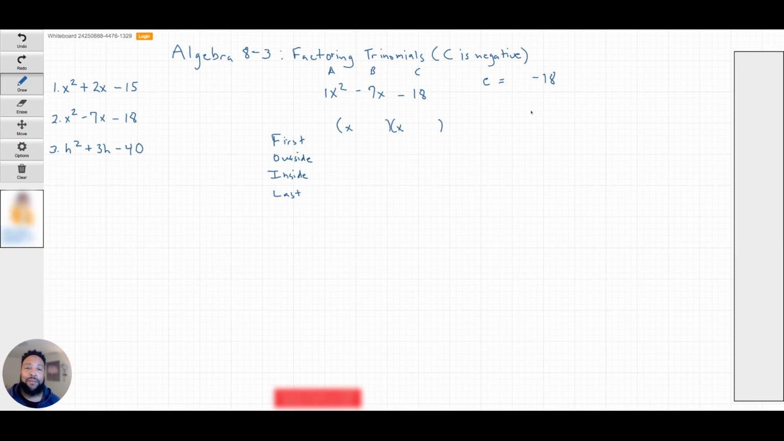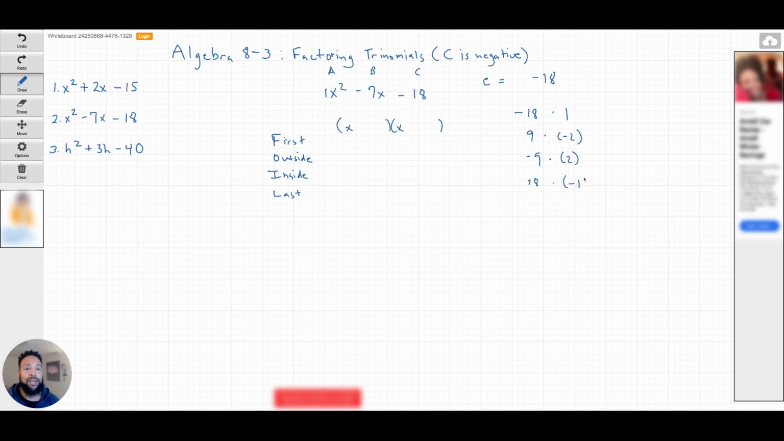How does that work? So we could do 18 times 1. We could do 9 times a negative 2, or negative 9 times 2, or 18 times a negative 1. So looking at these numbers, I want to multiply two numbers to give me negative 18, but when I add them, I want to get negative 7. Looks like this is going to be the answer. Negative 9 and 2. So we have x minus 9, x plus 2.